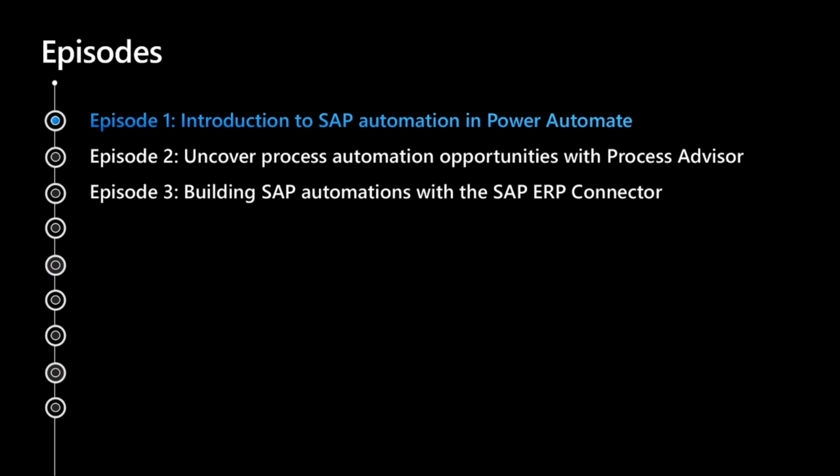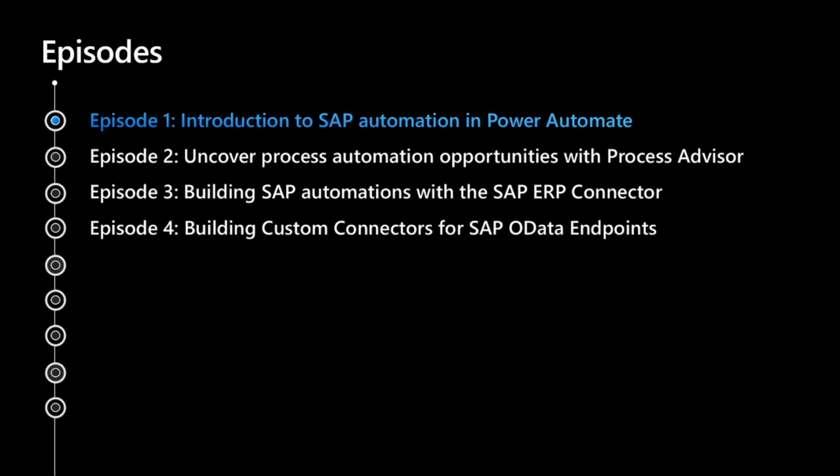In the third episode, we'll build an SAP connected on-hand inventory lookup bot using Power Virtual Agents, Power Automate, and the out-of-the-box SAP ERP connector. In the fourth episode, we'll build a custom connector from scratch that connects to an OData endpoint on the SAP ES5 demo system. We then use that custom connector in our low-code purchase requisition Power App.